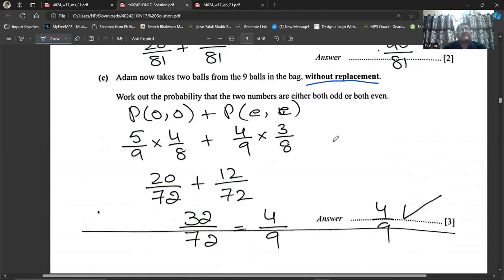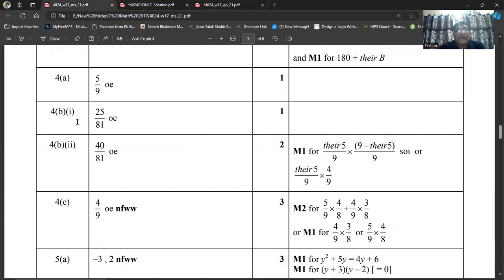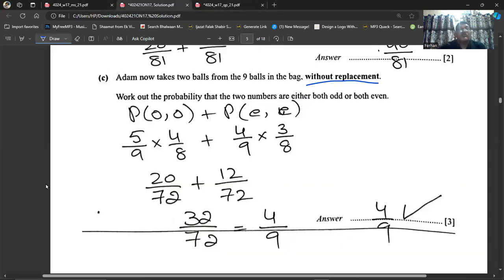So it will be 20 by 72 plus 12 by 72, and that will be 32 by 72, and that will be 4 by 9. So 4 by 9 is our answer. So 4 by 9 is the right answer, sir. So this is how you do this. This is a very important thing because here they have changed the conditions.